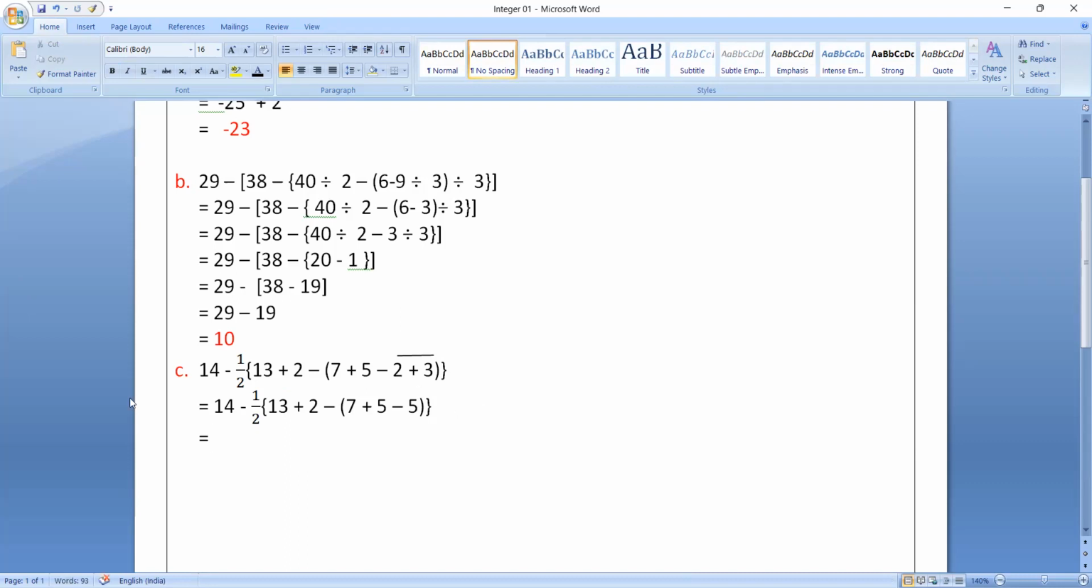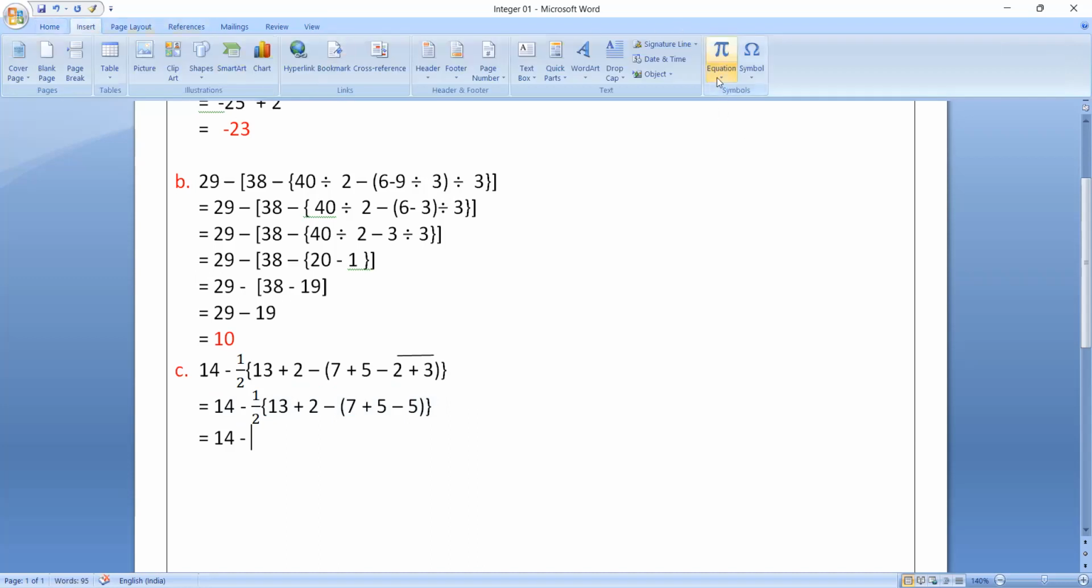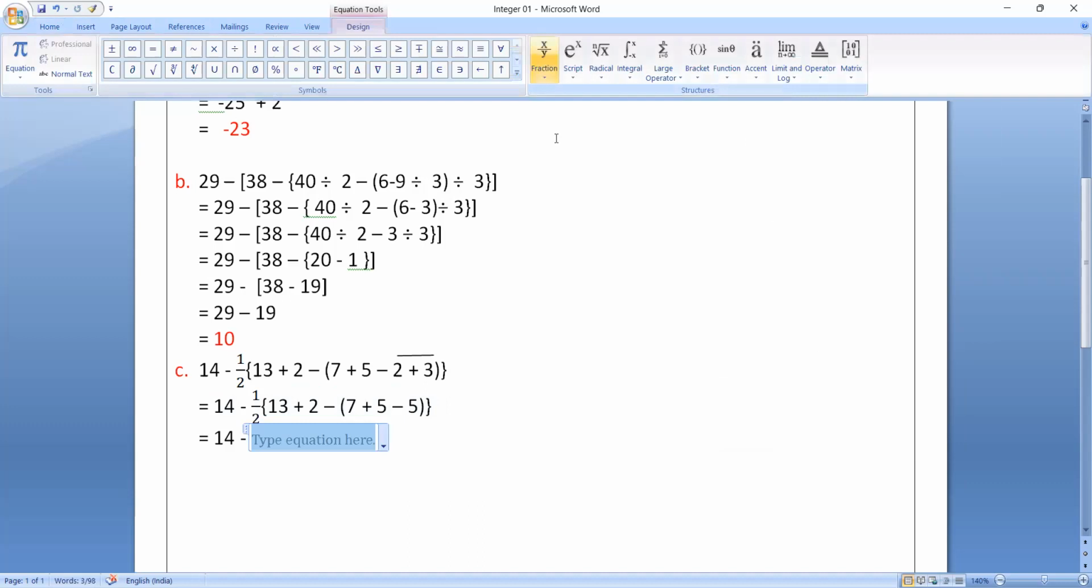Then what we have to do now? We have to copy this equation again. So I think I just need to write in a manual way only. It's 14 minus, you can see how much effort I put in. So you just write 1 by 2. As you can see, the division symbol is here. That is 13 plus 2. This is not minus, 13 plus 2 minus, and in the bracket, 7 plus 5 minus 5. You know that you have to solve this plus operator first. Then 7 plus 5 will become 12, and we have to write minus after that.